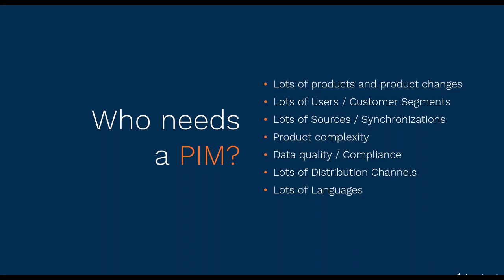And then moving quickly to lots of distribution channels. Distribution channels would be your B2B, your B2C website, but they're now above and beyond that. If you want to do third-party marketplaces like Amazon or Wayfair, they're expecting you to provide the information as XML documents.